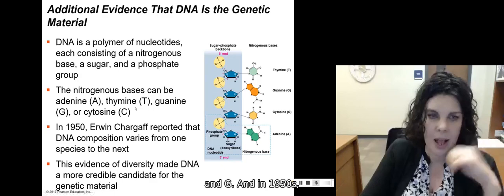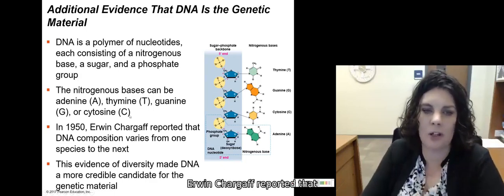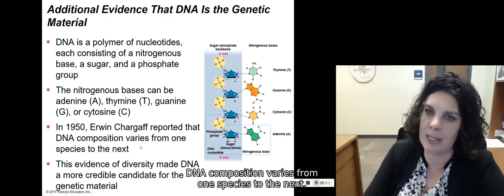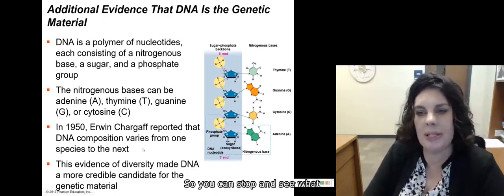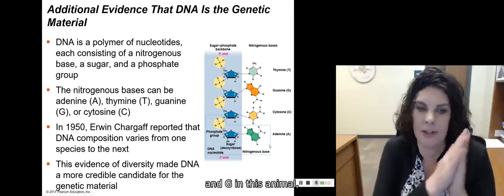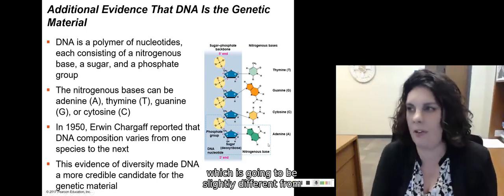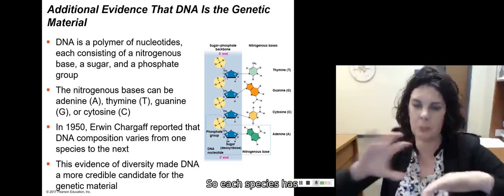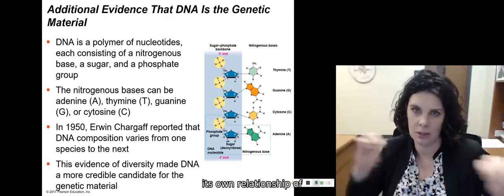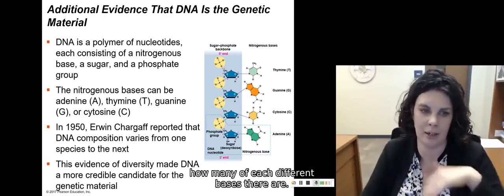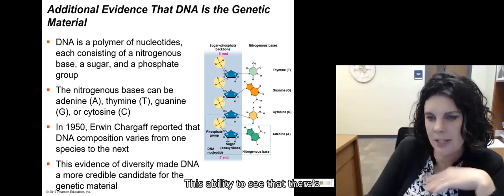Nitrogenous bases are A, T, C, and G. And in 1950, Erwin Chargaff reported that DNA composition varies from one species to the next. So you can stop and see what is the percentage of A, T, C, and G in this animal, which is going to be slightly different from A, T, C, and G percentages in the next animal. So each species kind of has its own relationship of how many of each different bases there are.